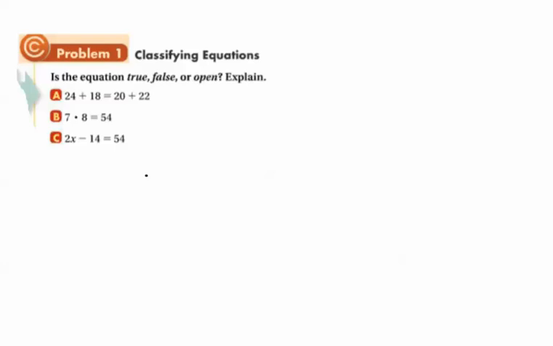So let's take a look at this. 24 plus 18, is the equation true, false, or open? Explain. 24 plus 18 is equal to question mark. I'm gonna put a question mark there. Is this true, false, or open? So is 24 plus 18 equal to 20 plus 22? If I go ahead and do 24 plus 18, I get 42. And 20 plus 22 is 42, so this is actually true. This is a true solution. This is a true equation.